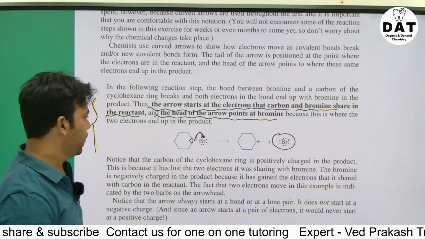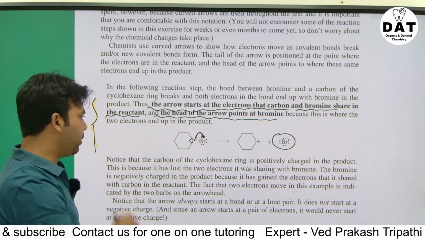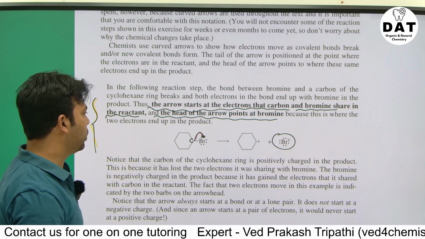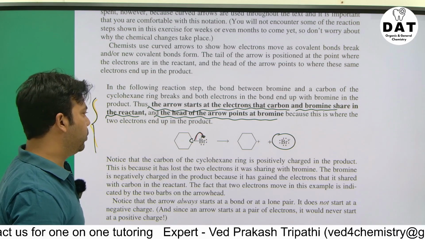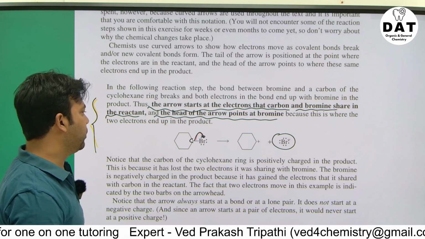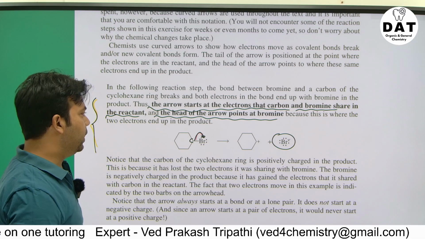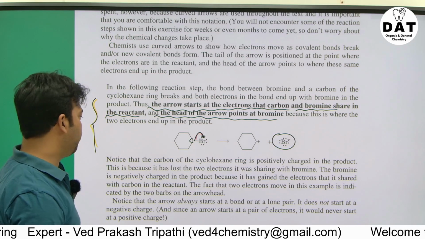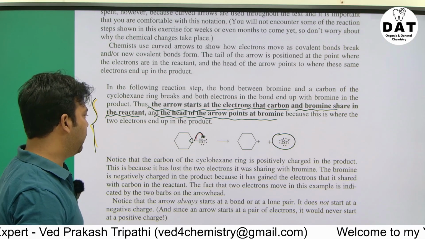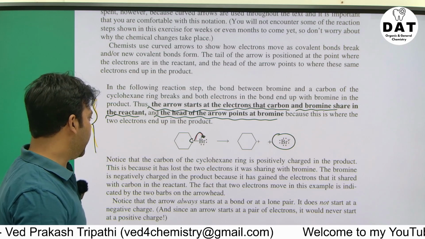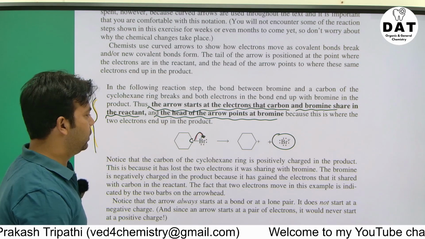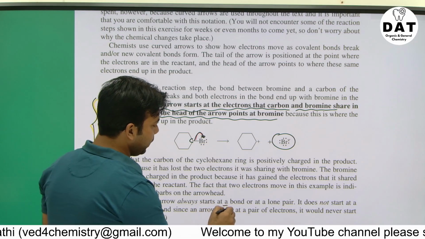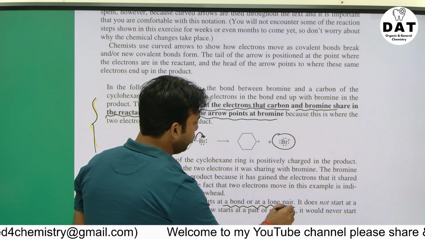Makes sense? Second point, notice that the carbon atom of the cyclohexane ring is positively charged in the product. This is because it has lost the 2 electrons it was sharing with the bromine. The bromine is negatively charged in the end product because it gained the electrons that were shared with the carbon in the reactant. The fact that 2 electrons move is indicated by the 2 barbs of the arrowhead. Notice that the arrow always starts at a bond or at a lone pair. This is very, very important. At a bond or at a lone pair.